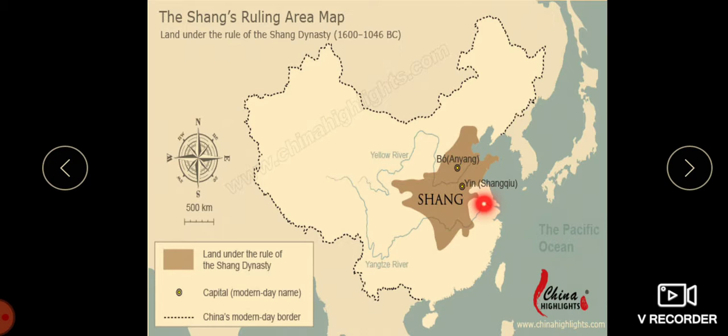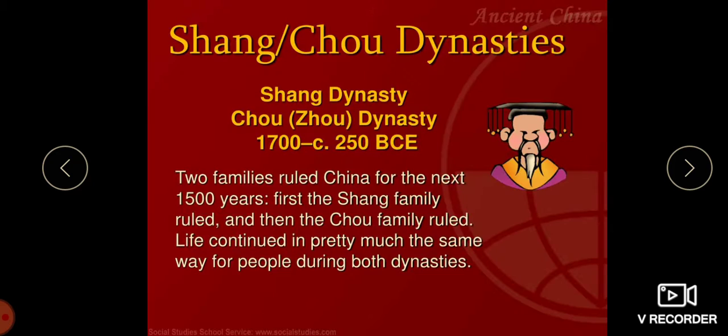Under the rule of this dynasty, the people had developed a wonderful culture by the 14th century. The Shang dynasty was overpowered by the neighboring Zhou dynasty. The Zhou dynasty continued the good traditions of the Shang culture and ruled till 250 BCE. Two families ruled China for the next 1500 years. First, the Shang family ruled, and then the Zhou family ruled. Life continued in pretty much the same way for the people during both dynasties.